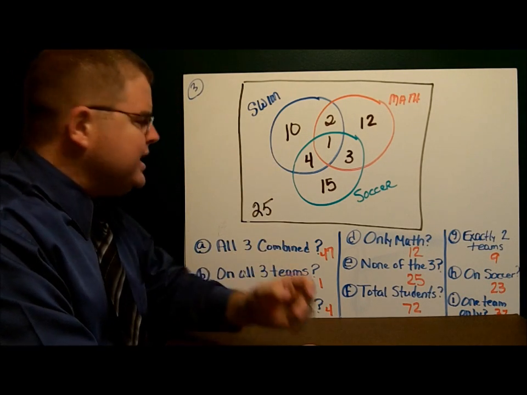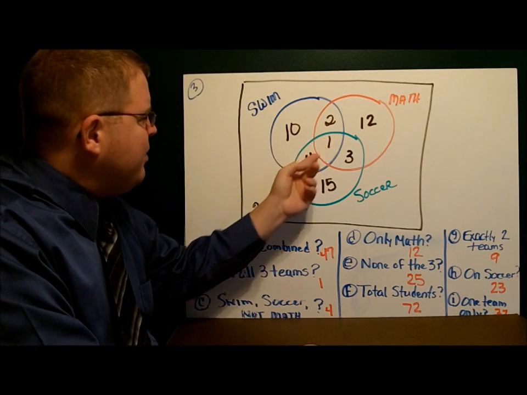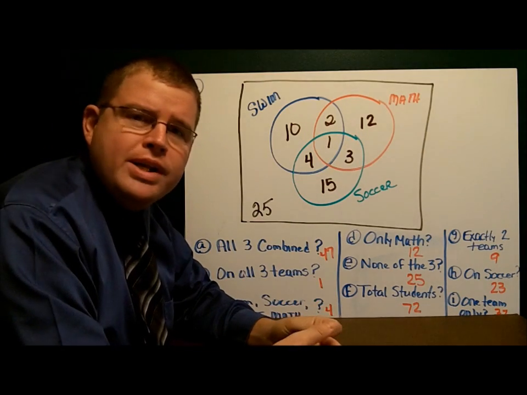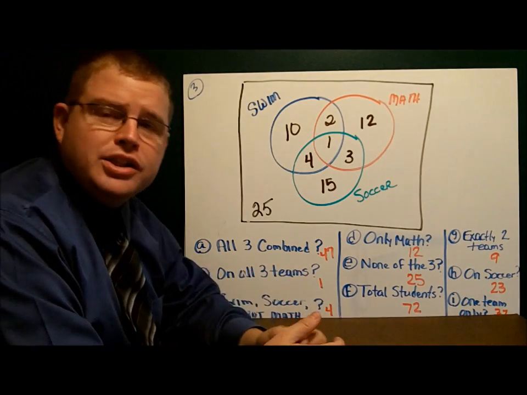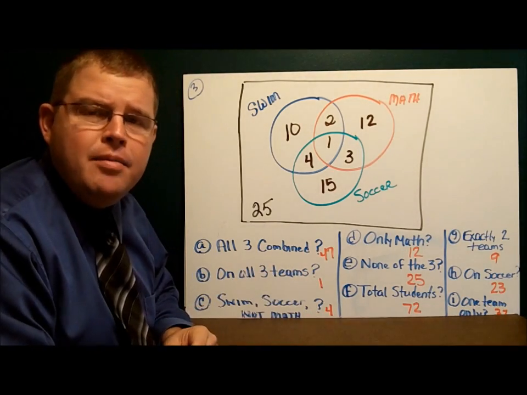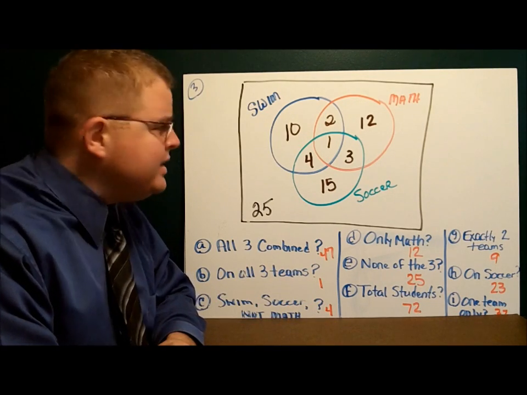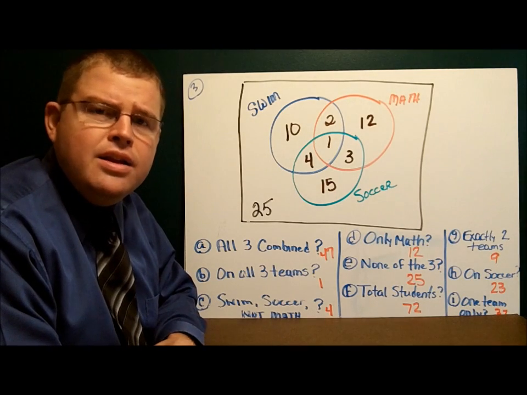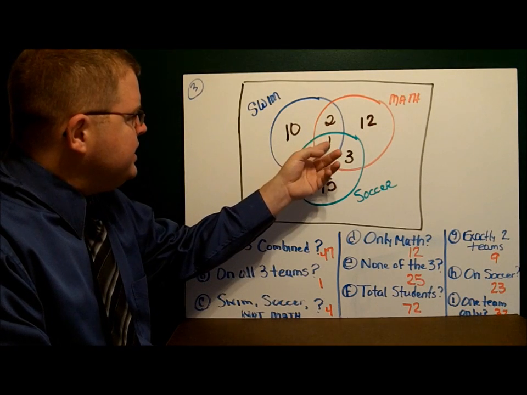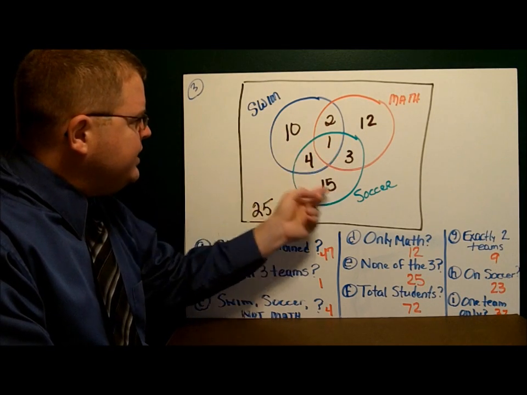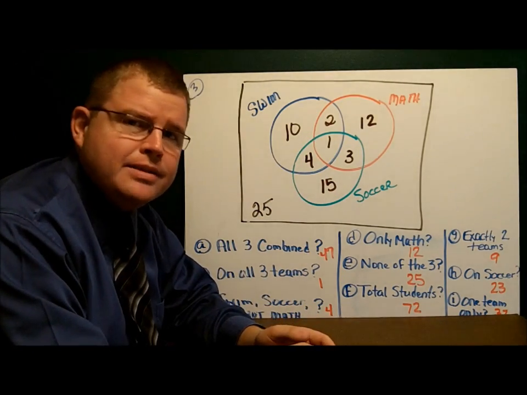The first question says, how many people are on all 3 teams combined? Well, that's simple. We just add up all the numbers in here. That gives us 47. There's 47 people on all of these teams combined. The second question, how many people are on all 3 teams? Meaning the math team, the soccer team, and the swim team. They participate in all 3 activities. Well, that's the person who's in all 3 color circles. That would be only this person here. This person is in the blue circle, the green circle, and the red circle. So there's one person who's on all 3 teams.